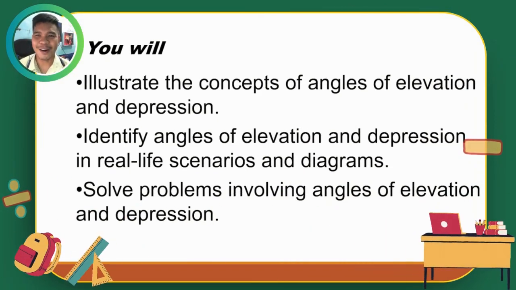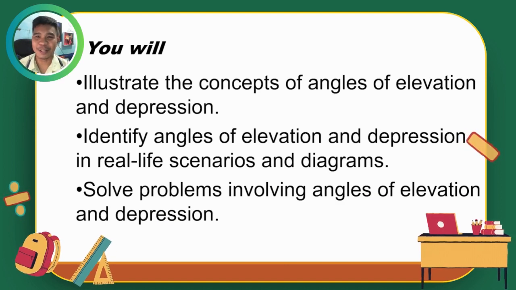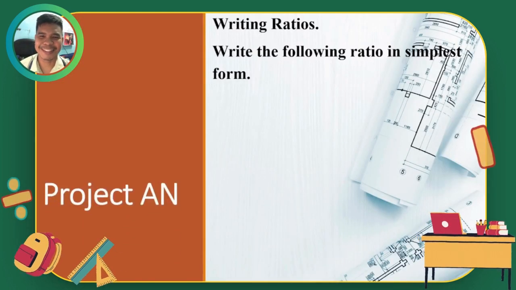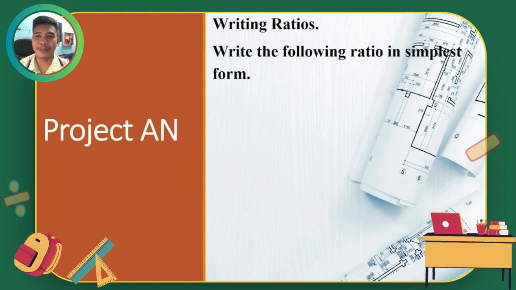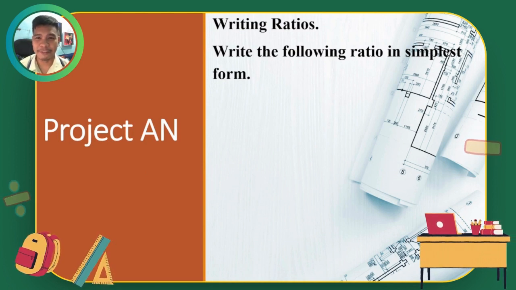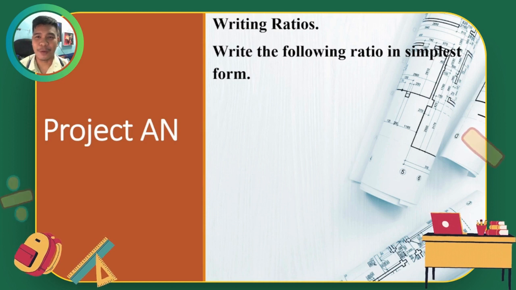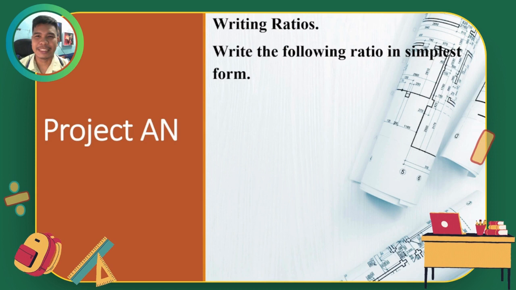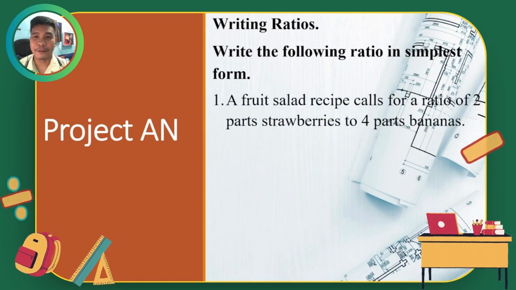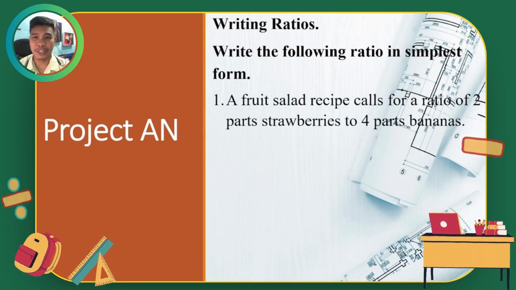To start our session today, let's start with our project Numerates. For today's project, we're going to write the following ratio in simplest form, given the following situations. I want you to get a scratch paper to write your answer. The first situation is, a fruit salad recipe calls for a ratio of 2 parts strawberries and 4 parts bananas. Ready?